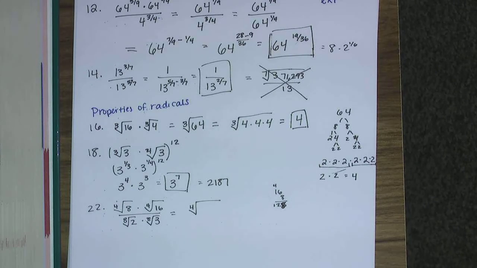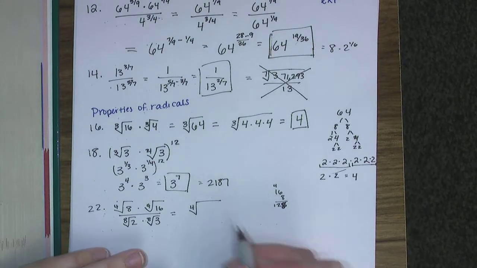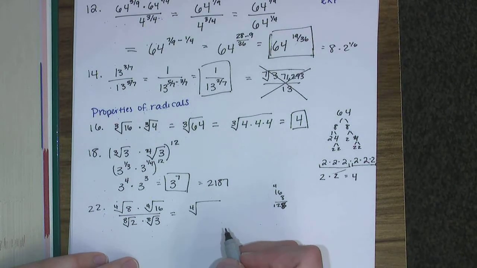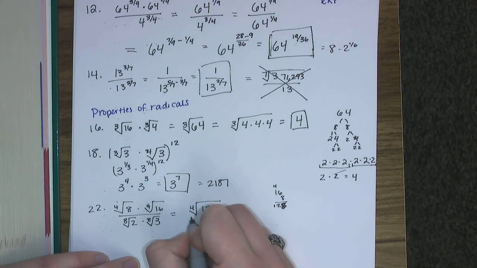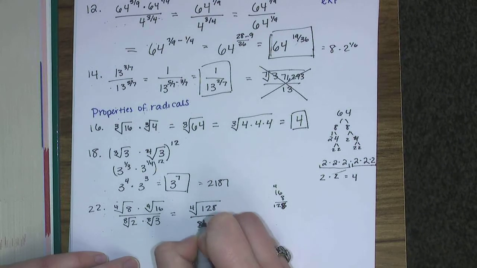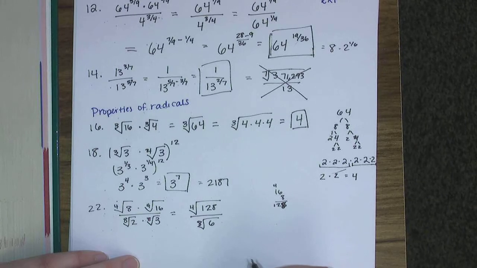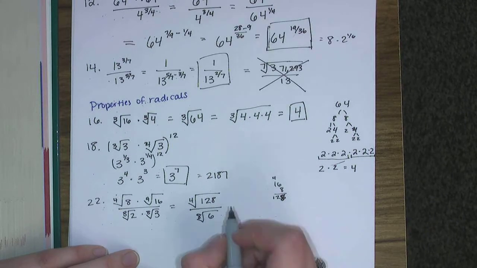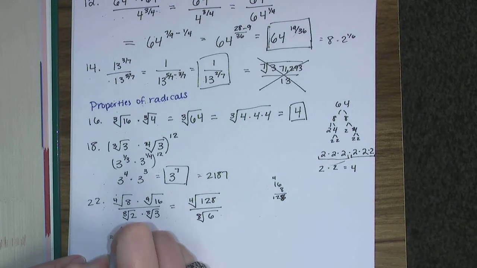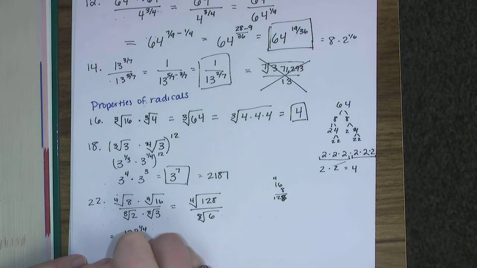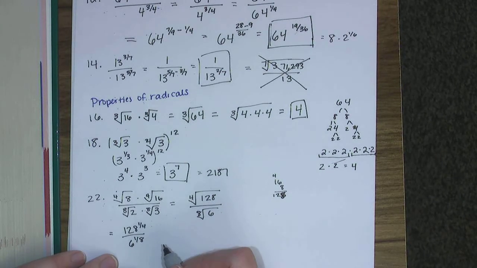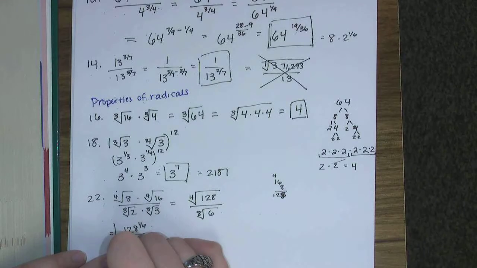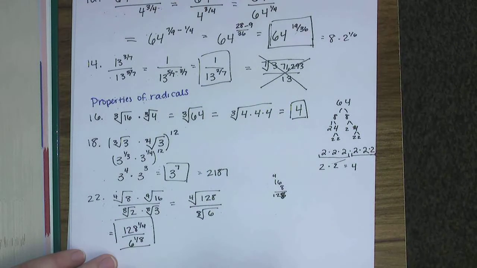So, the 4th root of 128 over the 8th root of 2 times 3, which is 6. I would rewrite these as fractions because I think it makes it easier. So that gives you 128 to the 1/4 over 6 to the 1/8. As far as what you could do here, I would say just leave your answer right here. I would not worry about trying to convert things over because we don't have the same number here and we have different fractions, so just leave your answer right here.